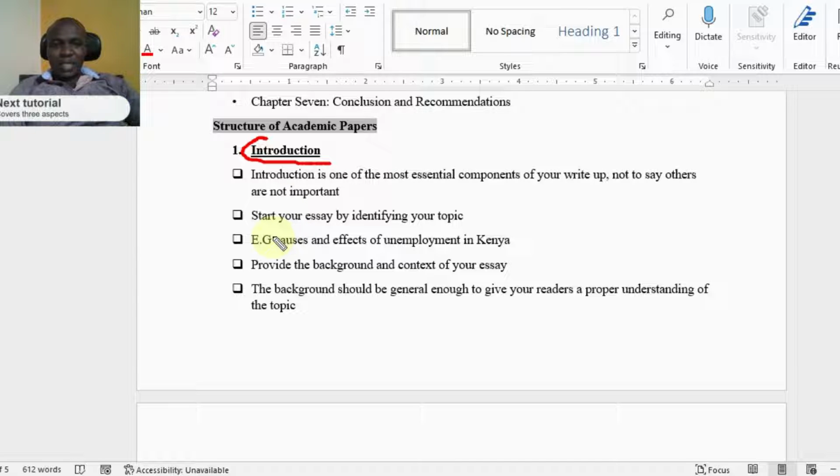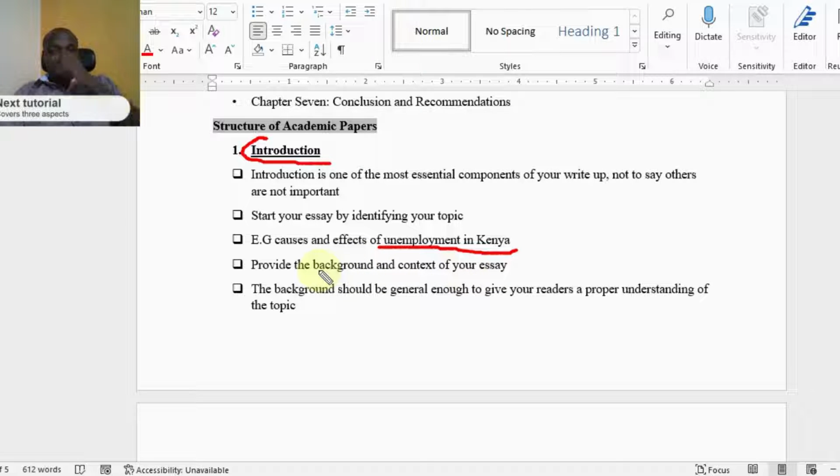So when writing the introduction, you start the essay by identifying your argument, the topic. Now present the topic. For instance, you could be talking about the causes and the effects of unemployment in Kenya. That's the topic. So say this paper talks about the causes and the effects of unemployment in Kenya.